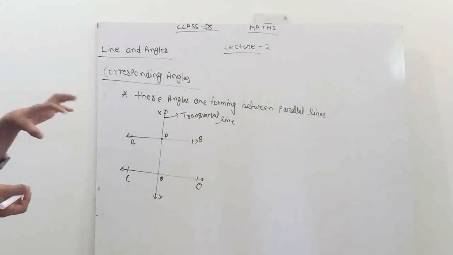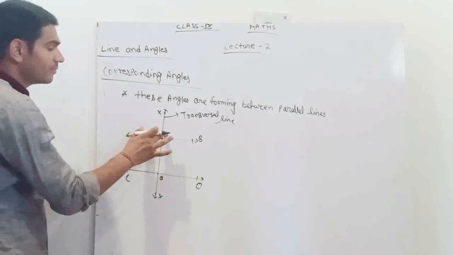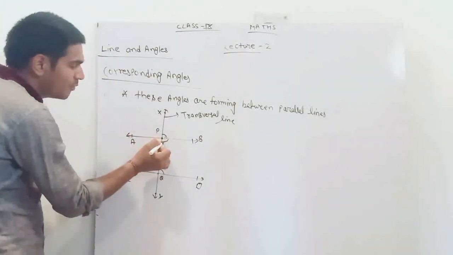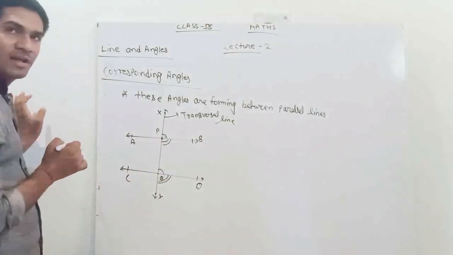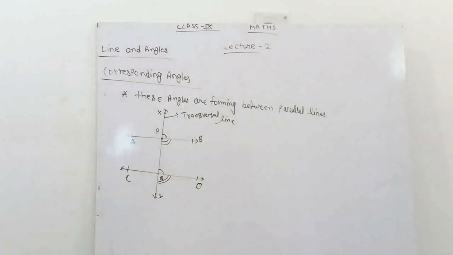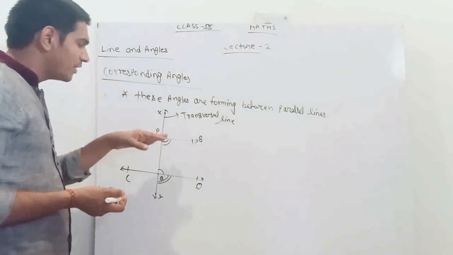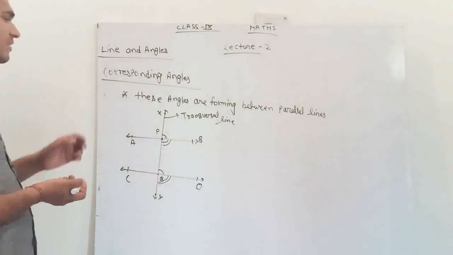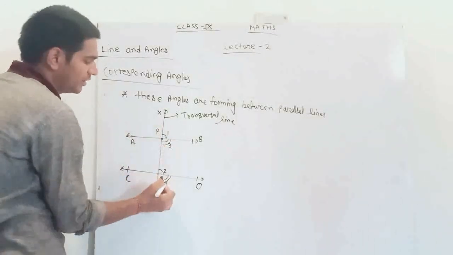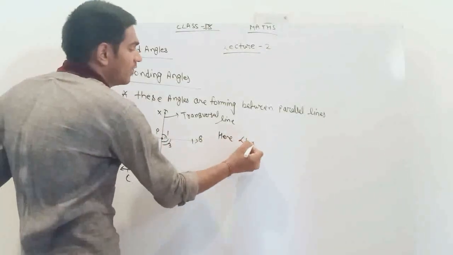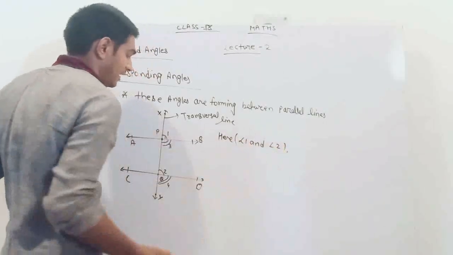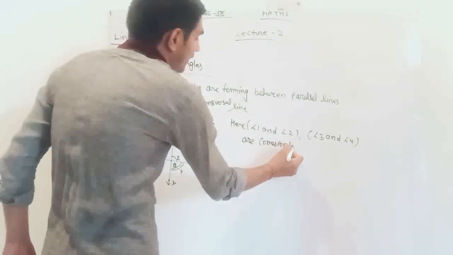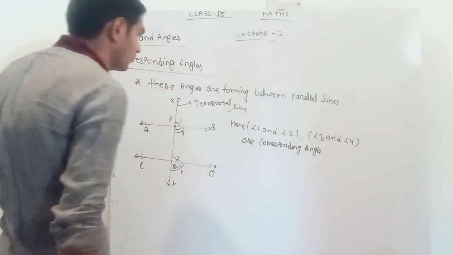So here different angles are formed. First is the corresponding angle. What are corresponding angles? The angles which are forming above the parallel line with respect to the transversal line, or below the parallel line with respect to the transversal line, are known as corresponding angles. So we label 1, 2, 3, 4. Here angle 1 and angle 2, and angles 3 and 4 are corresponding angles.